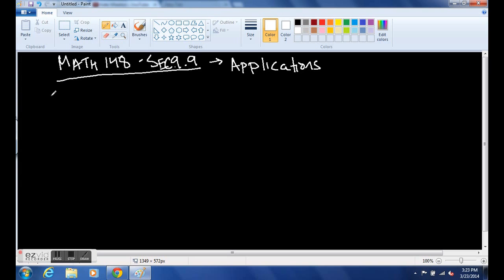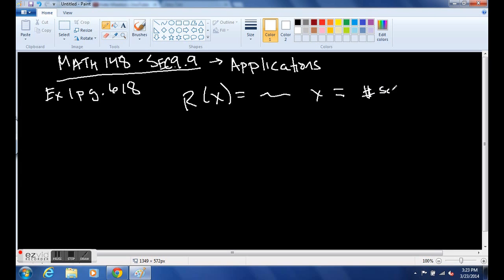So in general, for these applications, they give you a function, and I'm looking at example 1 on page 618. They give you a revenue function. So here, they say the revenue function is some function where x is the number of things sold. If this is your revenue function, then the first derivative is called the marginal revenue, and it's written like this, MR. It's the marginal revenue, and this is potentially a new word for many of you.